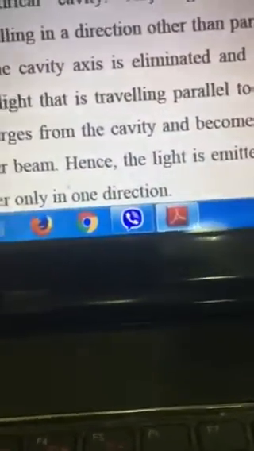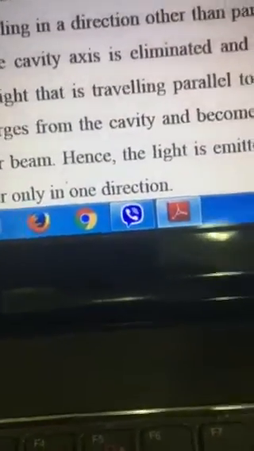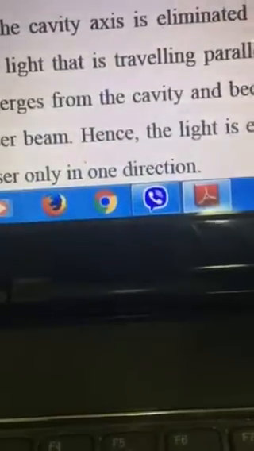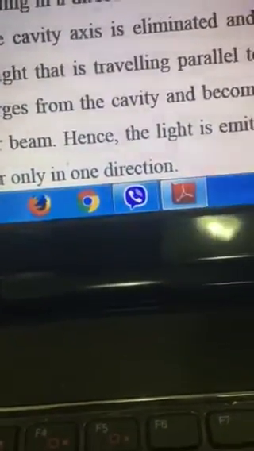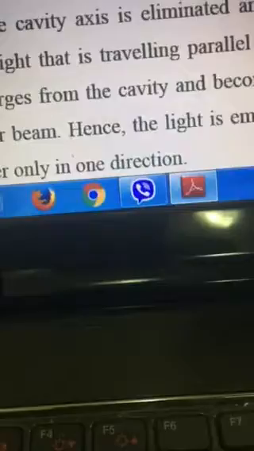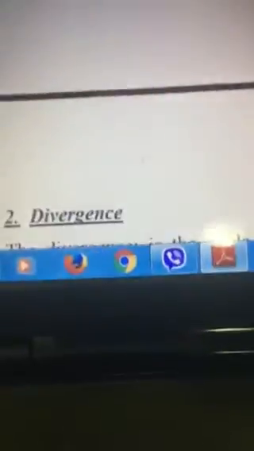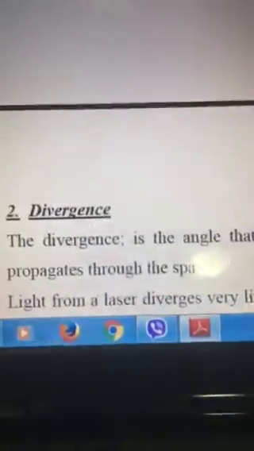definition is very important to give you an idea about this property of the laser light. And the light is emitted by the laser only in one direction. This is the main and very important property.